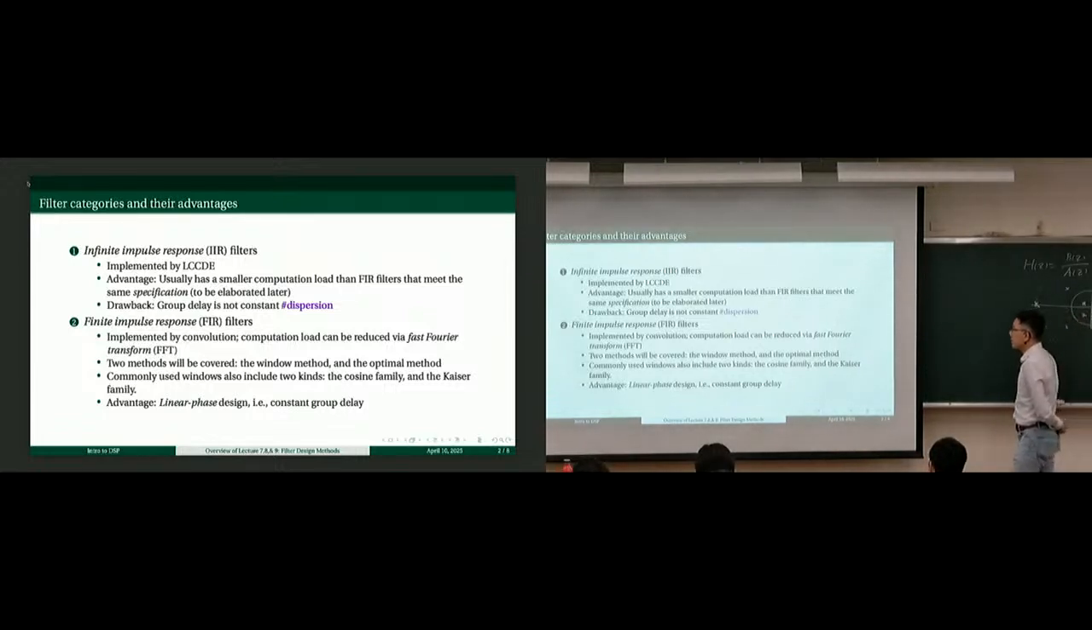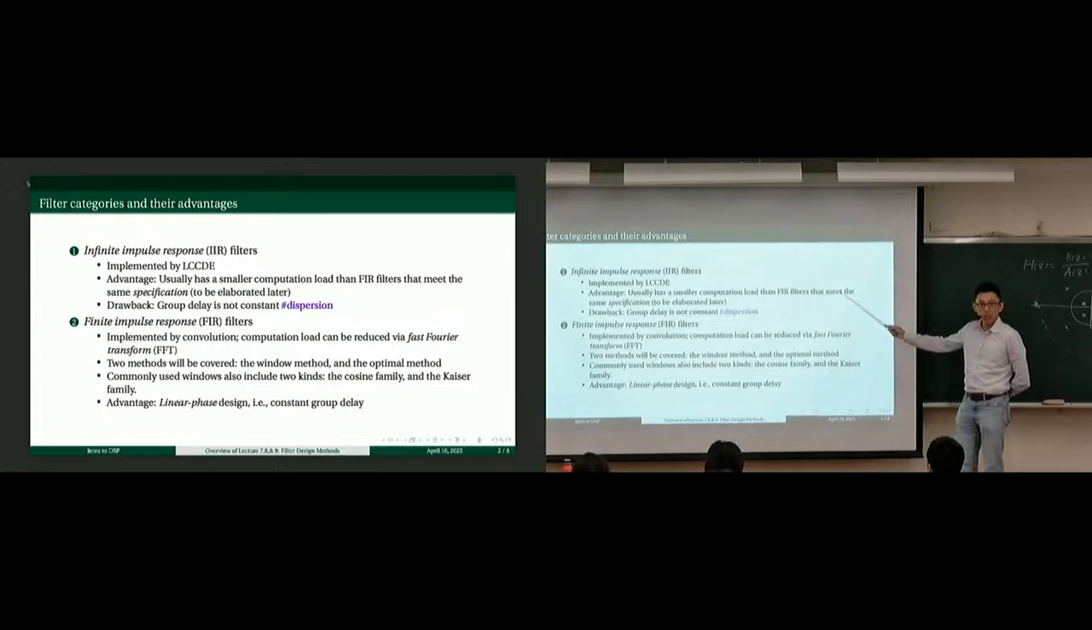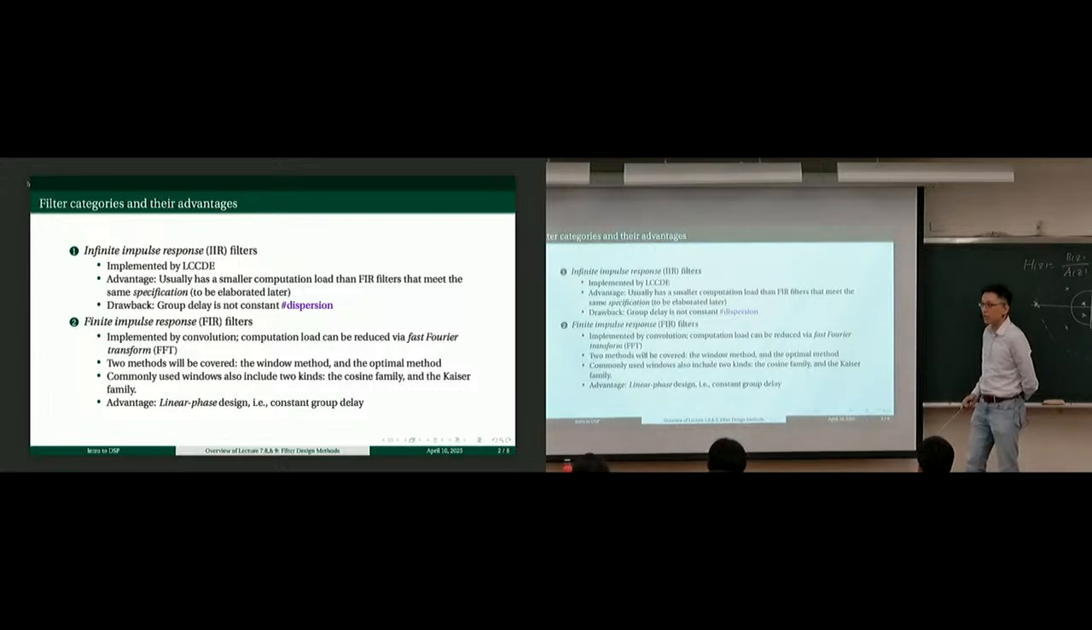But without FFT, usually IIR is more computationally efficient than FIR. Without FFT, if you are not allowed to accelerate, then IIR usually is more efficient. It's more efficient to design than FIR. Save the earth, save the energy, save your chip area, save everything. IIR is usually more computationally efficient.